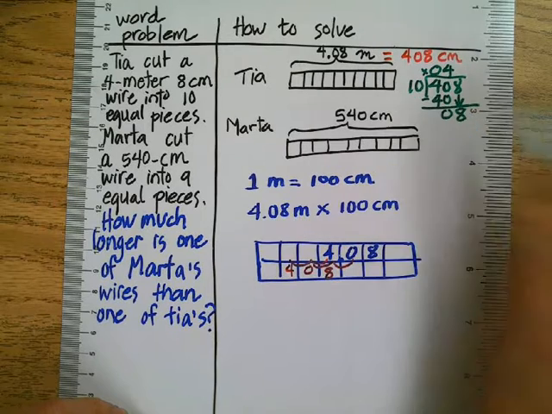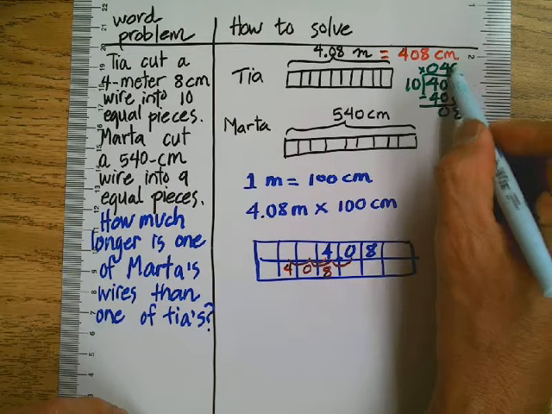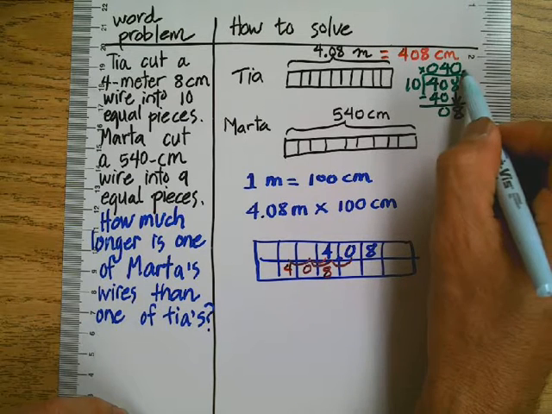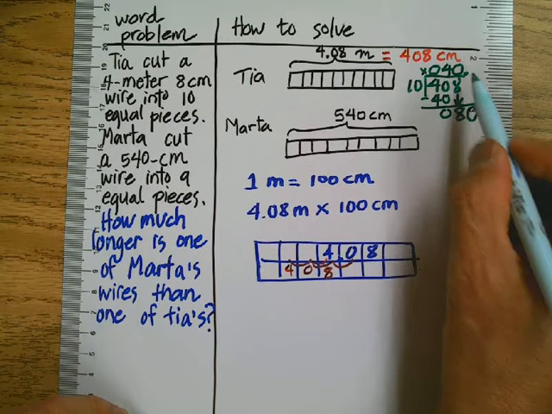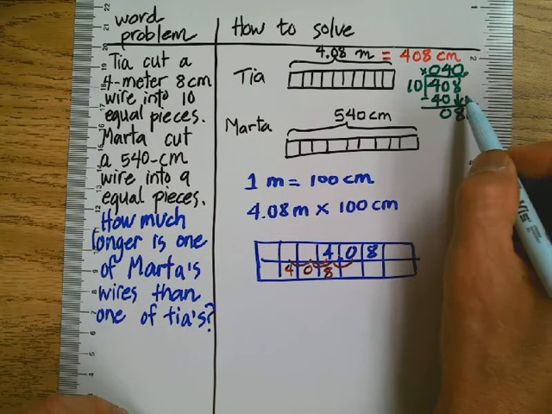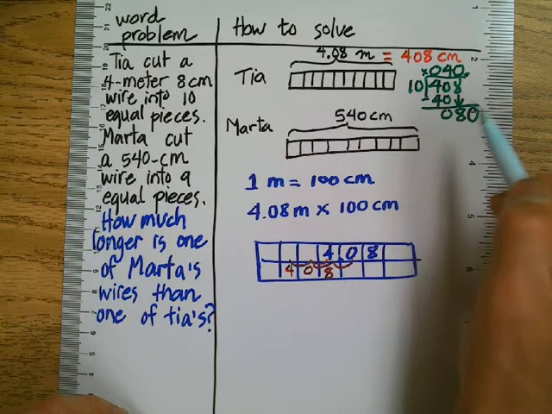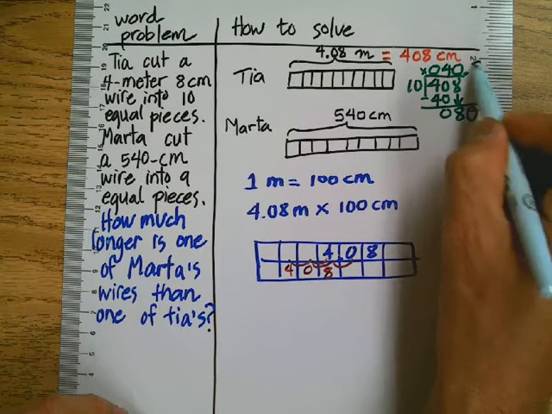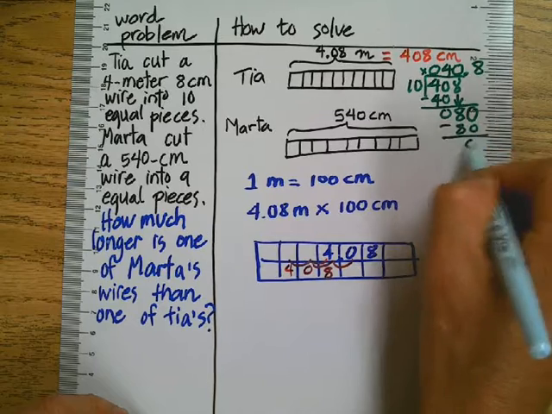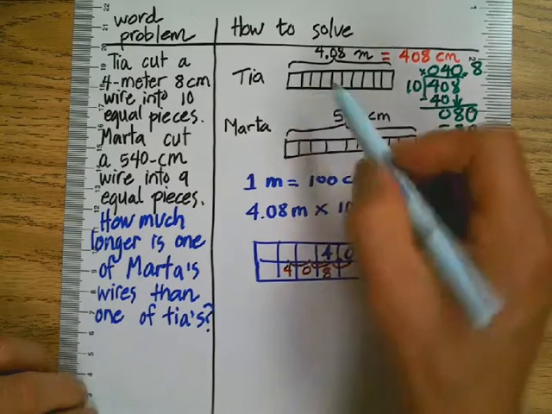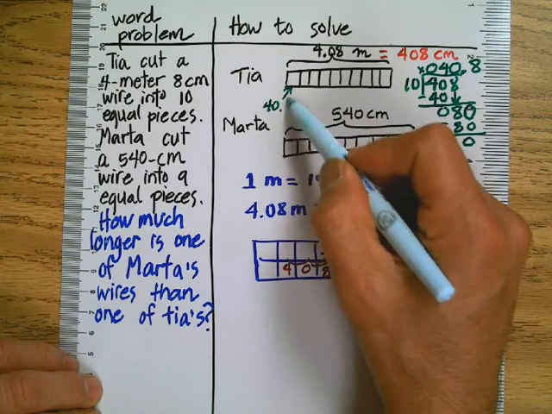Now we ask ourselves, how many groups of 10s can we make out of 8? And the answer is 0. Now we're going to add a decimal point and a 0. Now we ask ourselves, how many 10s are in 80? The answer is 8, because 8 times 10 equals 80, and the remainder is 0. So each of these little pieces is 48 centimeters.